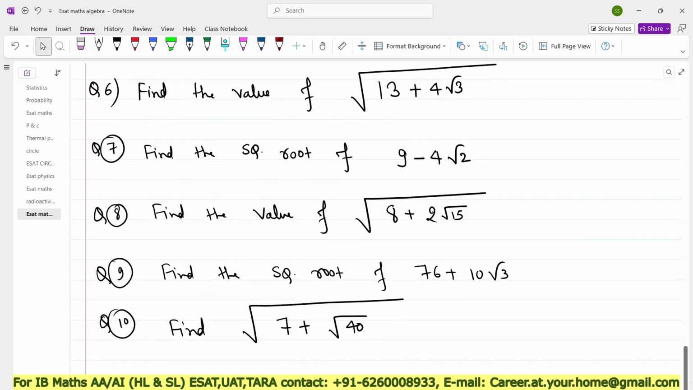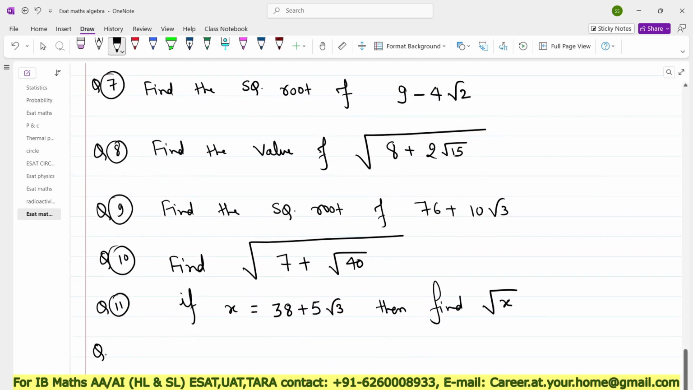You can ask in this way also. Question number 11. If x is equal to 38 plus 5 root 3, then find the value of square root of x. The same thing they are asking. Find the square root of 139 minus 80 root 3.